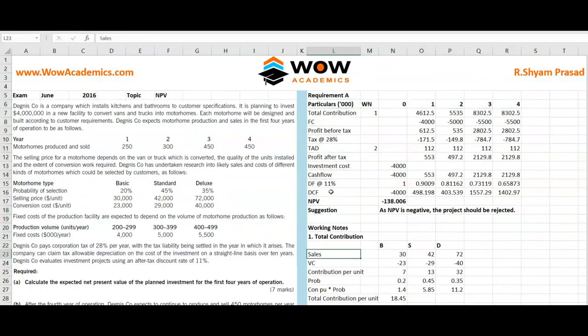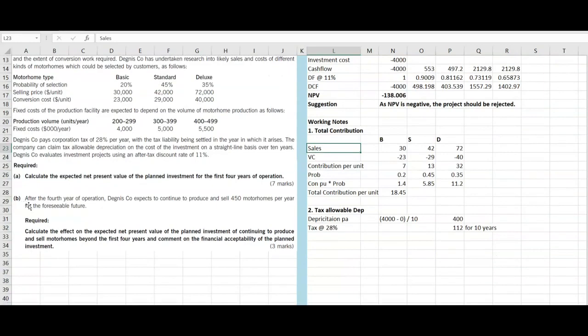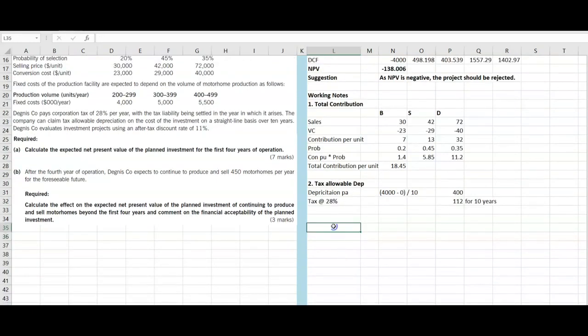Okay, and have we finished this problem? The answer is no. We still have one more element. So we'll start from the requirement B. If you look at requirement B, after the fourth year of operation, Degnis Co. expects to continue to produce and sell 450 motorhomes per year for the foreseeable future. Calculate the effect on the expected net present value of the planned investment of continuing to produce and sell motorhomes beyond the first 4 years and comment on the financial acceptability of the planned investment.